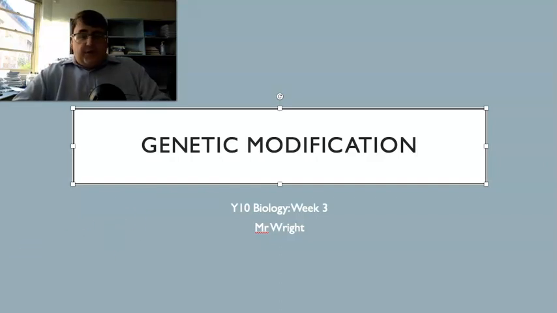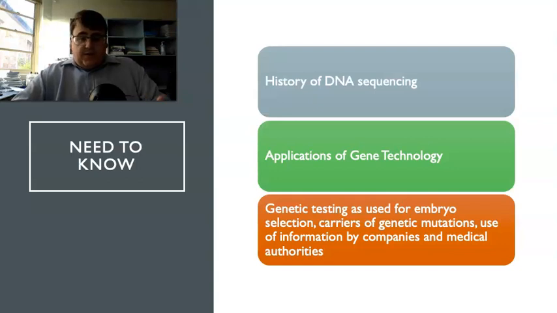As per usual with our videos and our PowerPoints, these are the 3 criteria, or Australian curriculum standards, that you need to be able to do at the end of this week. At the end of this week you must know the history of DNA sequencing, you must know the applications of gene technology, and you must be able to talk about genetic testing used for embryo selection, carriers of genetic mutations, and use of information by companies and medical authorities. So it's 3 nice easy points.